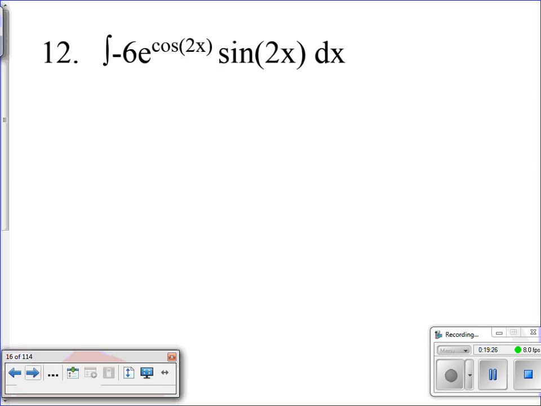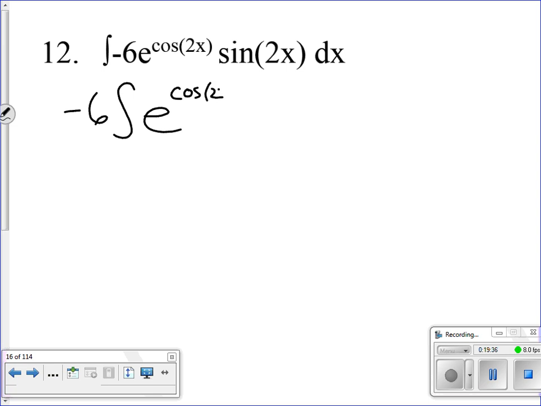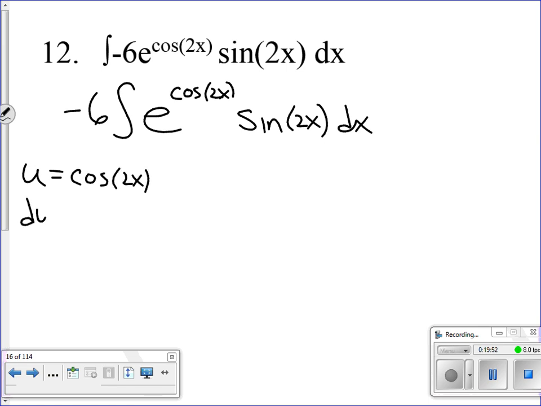Number 12. Let's pull that -6 right out front. So we have -6 times the antiderivative of e to the cosine of 2x, and then times sine of 2x dx. All right, so this is looking like an e to the u du problem. So we want to let u equal cosine of 2x. Du, the derivative, remember you go down a level, is negative sine of 2x times 2.